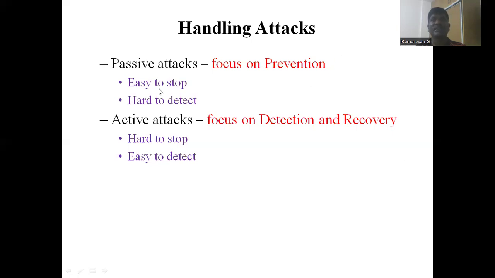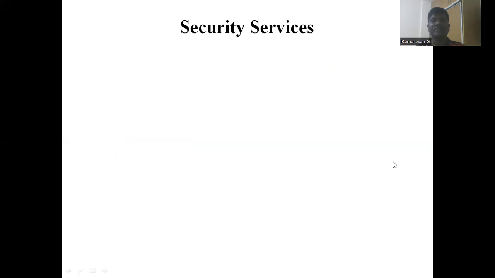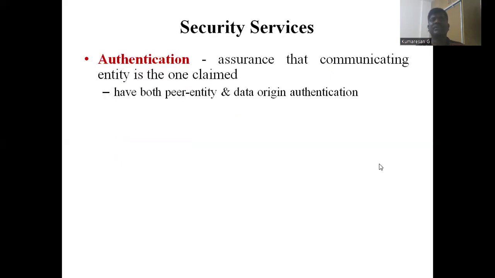Okay, so this is the way we can handle these kinds of attacks, active attacks and passive attacks. Now let's see what basic security services are there for preventing these kinds of attacks. So the first one, authentication. What is authentication? Authentication is all about the act of confirming the truth of an attribute or value, which is usually based on the username and password.